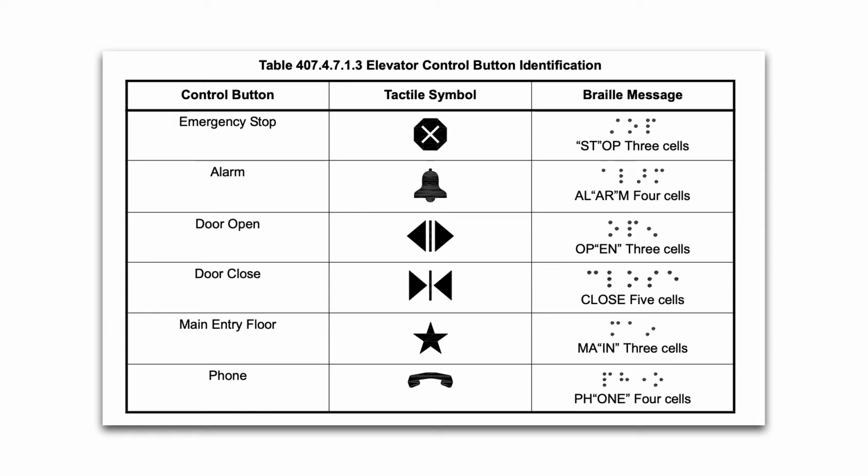So elevator control button identification. You can see here what the Braille message should look like, and there's specifics for Braille markings. This is just an example table, again from ada.gov from their website.